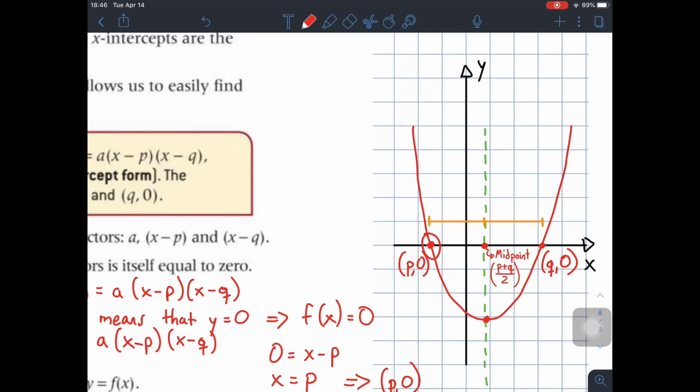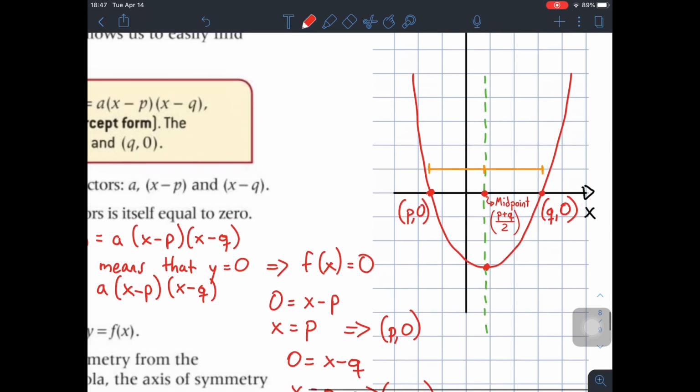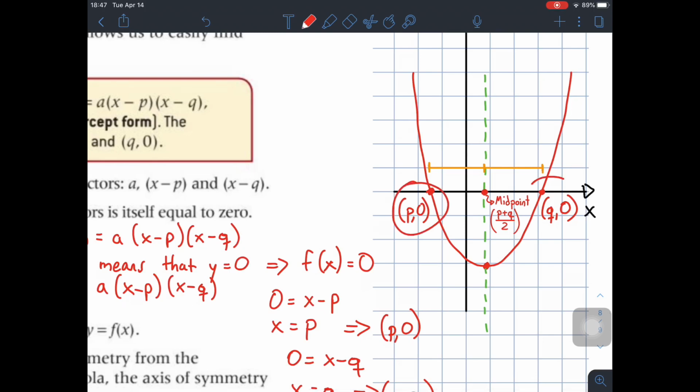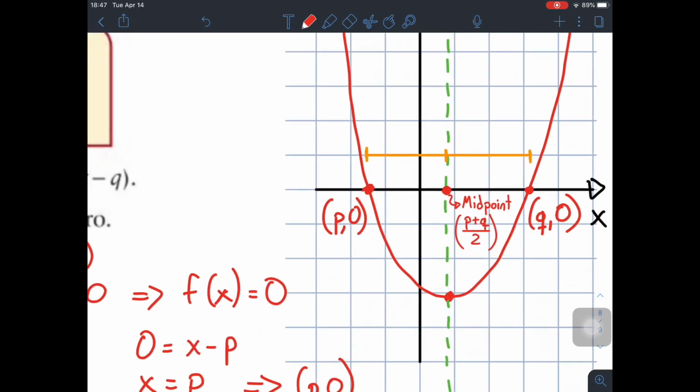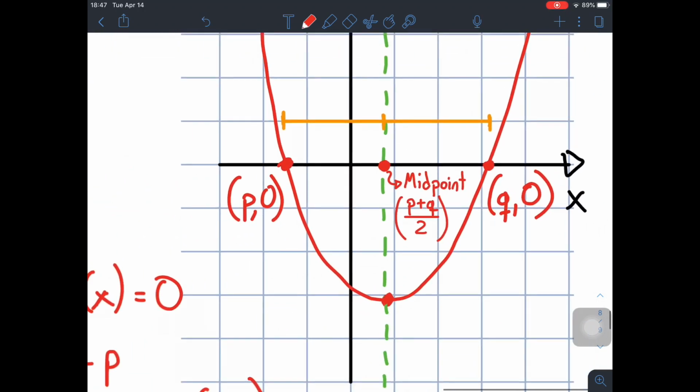the x-intercepts will be symmetrical with respect to the axis of symmetry of the parabola, right? Because remember, the axis of symmetry divides the parabola into two symmetrical or identical shapes. That means that the distance from the first x-intercept to the axis of symmetry should be the same as the distance from the second x-intercept to the axis of symmetry. Okay, so if we know both x-intercepts, we could calculate the axis of symmetry by finding the midpoint between the two x-intercepts, right?